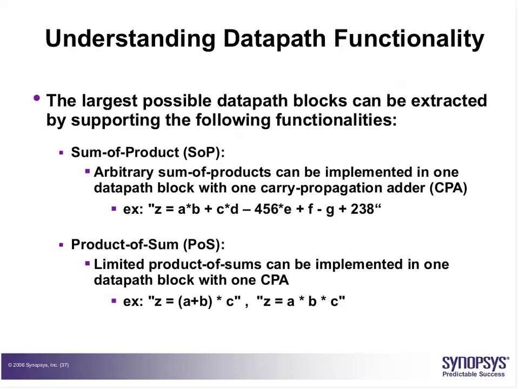So what DC will try to do is extract the largest possible data path block from the elaborated RTL. One example can be a sum of products type of expression. In this case, any arbitrary sum of products can be implemented. So one data path block means that, let's say you write such an expression, z is equal to a into b, sorry, this is the multiplication, a multiplied by b plus c multiplied by d plus some constant into e plus f minus d plus some constant.